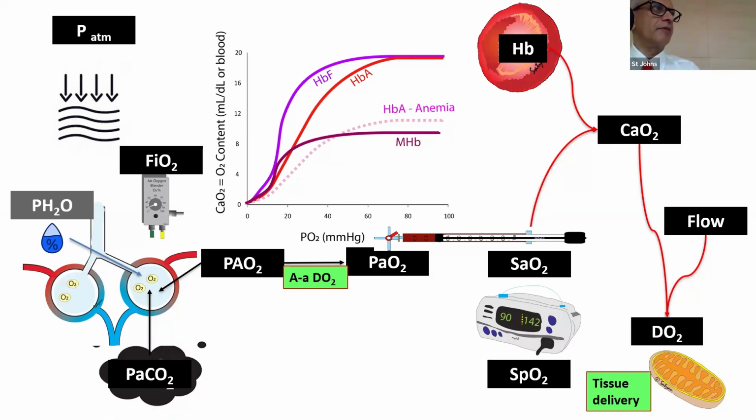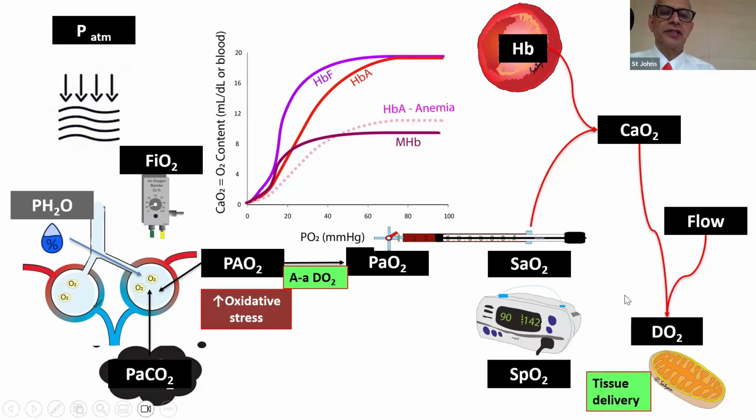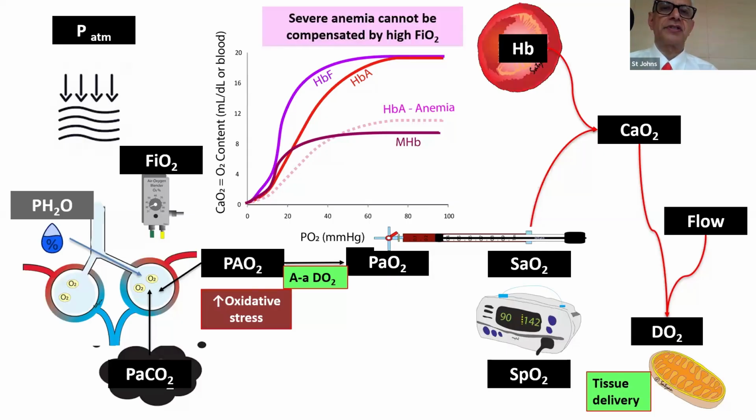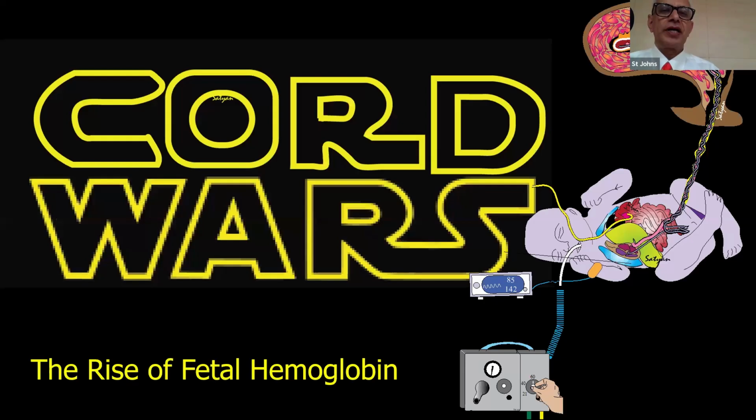Anytime you turn the dial up, you're initiating this cascade of oxygen that results in increased delivery of oxygen to the tissues. But giving very high oxygen levels also causes oxidative stress. Especially any baby that's requiring more than 60% oxygen, you should be really careful with these babies because they are experiencing a significant amount of oxidative stress. So this is where having adequate hemoglobin really comes into play.